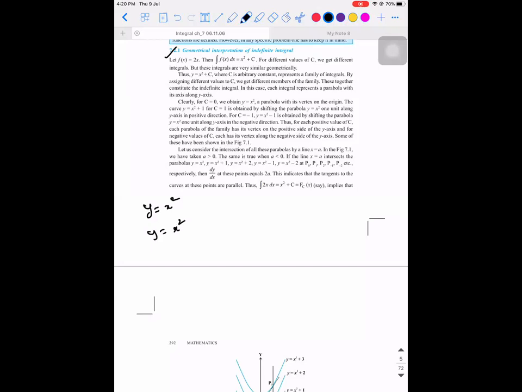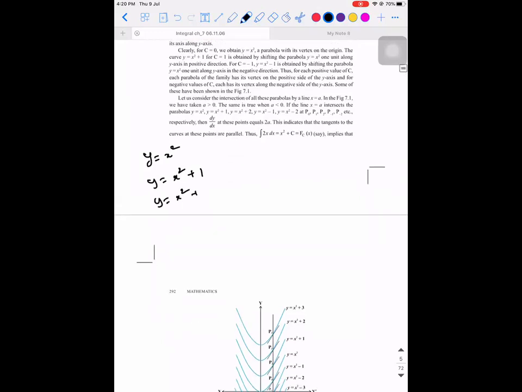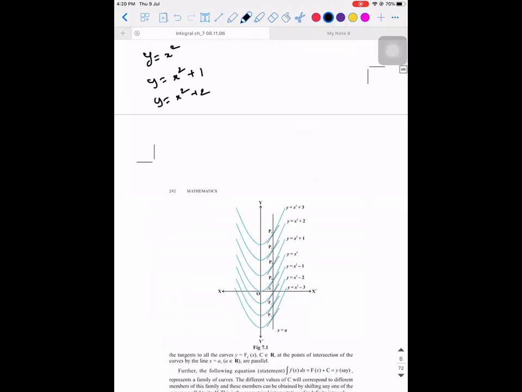So I put y is equal to x square plus 1. What parabola is this? Upward parabola. It will get shifted by 1 unit in the upward direction. So y is equal to x square plus 2 is shifted by 2 units. If you observe all the graphs, are they not going to look like this? x square plus 1, x square plus 2, x square plus 3, so on. And x square minus 1, x square minus 2, x square minus 3, everything.